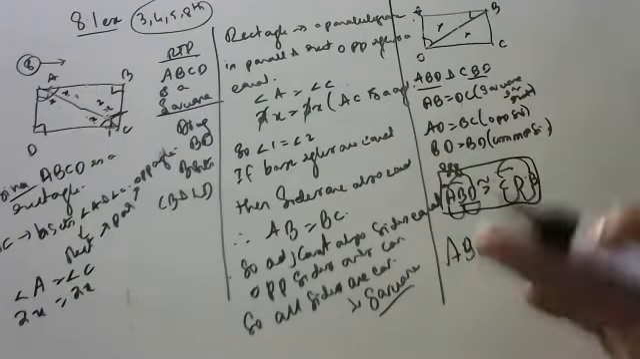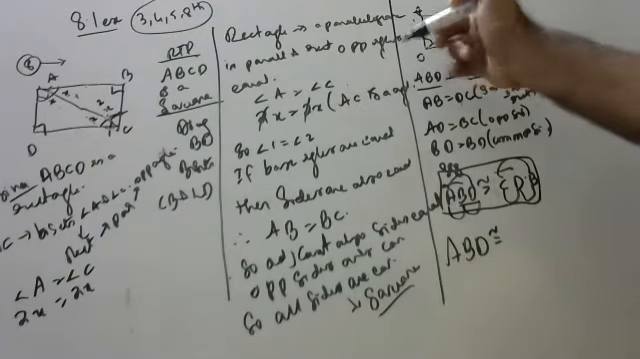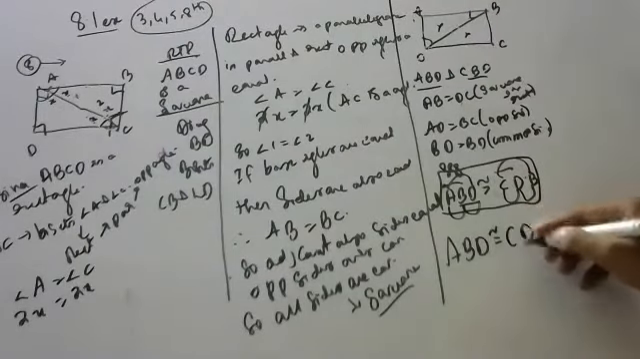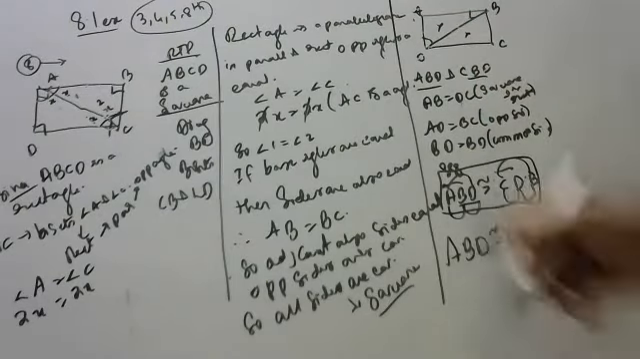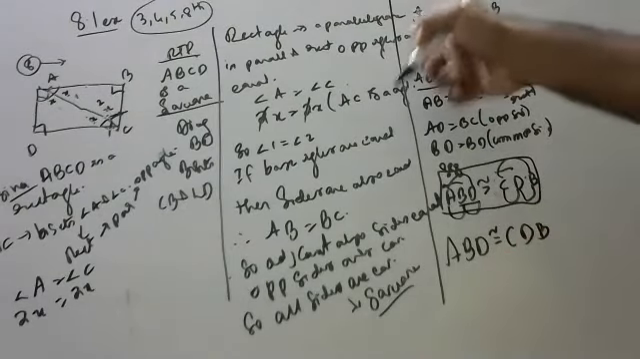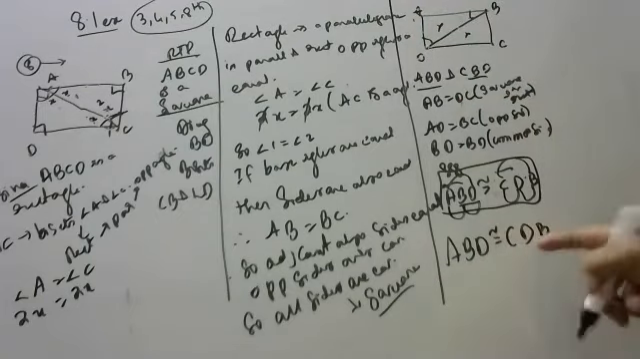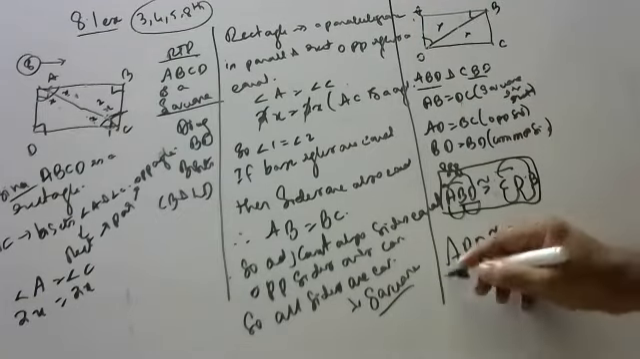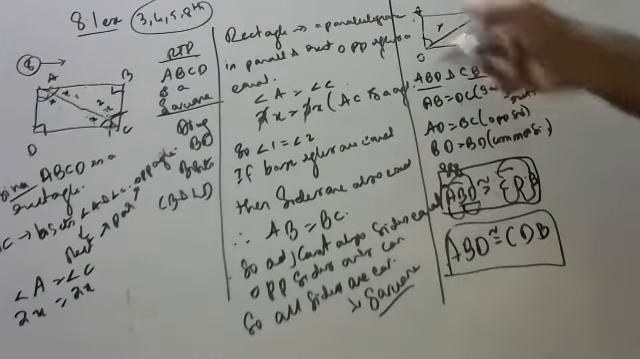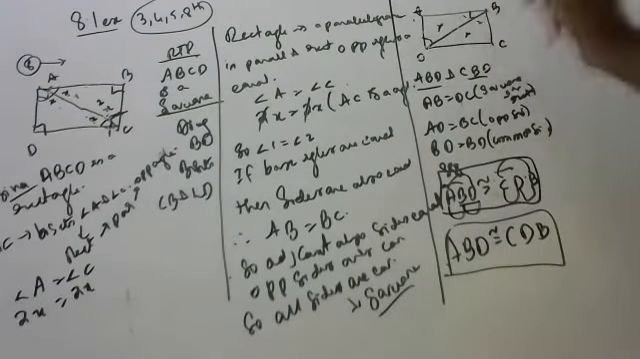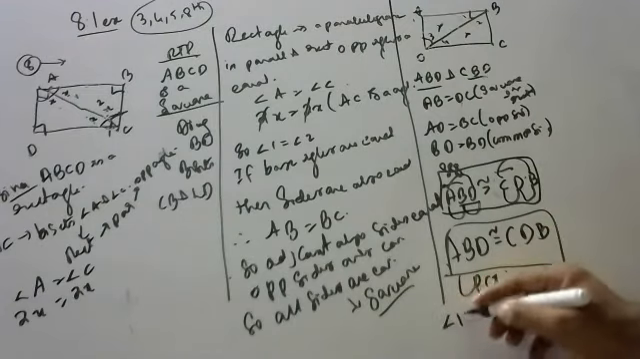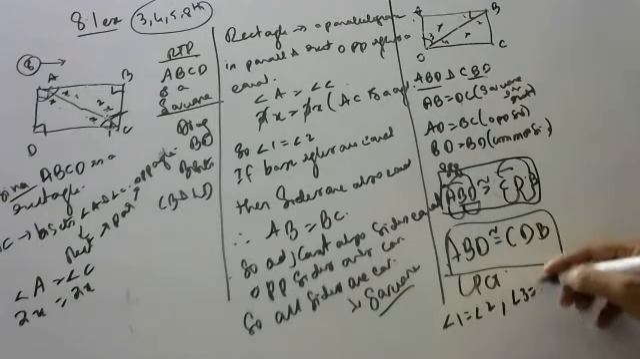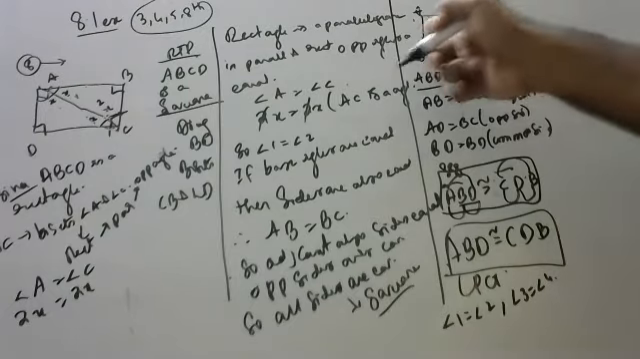ABD is congruent to CDB. Why? Because AB was equal to CD, BD was equal to BD, and AD was equal to BC. Right. It should come correctly. Because these both triangles are congruent, this angle will be equal, this angle will be equal, by CPCT. By CPCT, what will we write, children? Angle 1 is equal to angle 2, angle 3 is equal to angle 4.